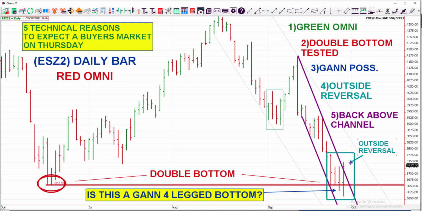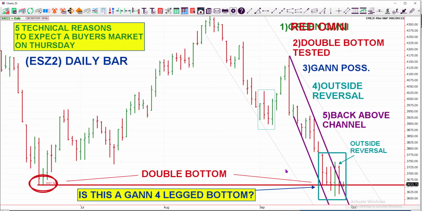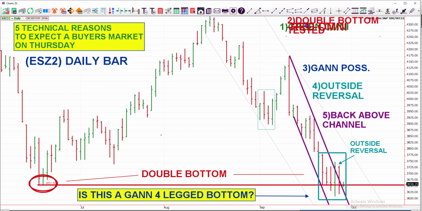This is Wednesday's bar, last night's video. Number 1, we had a green OMNI. Well, that went out the window. It flipped to red. Number 2, the double bottom had been tested, and it held. Well, after we flipped today's bar in, which we'll do now, that didn't work. Look, this red bar went back down below the previous lows. All right, so the double bottom test, no good. That goes out the window.